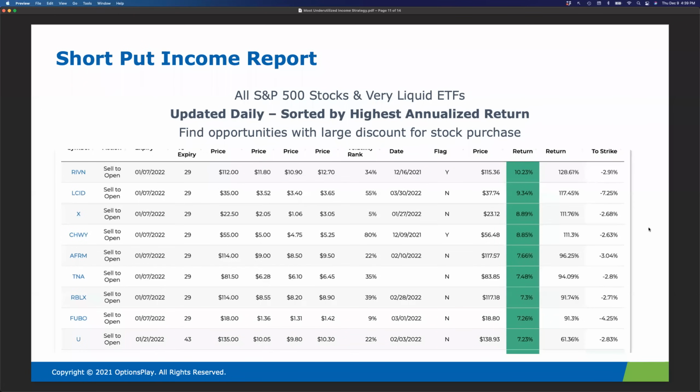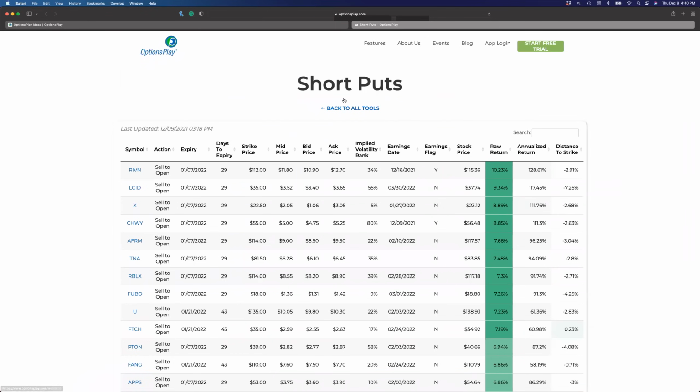And this report will show you all of the S&P 500 and very liquid ETFs, and it's updated every single hour for you for the best short-term opportunities to sell put options. And it's sorted for you based on the highest annualized and raw returns. And this is designed to help you find opportunities on stocks with the largest discount for a stock purchase. So I'm going to show you this report here and how to access this and walk you through this particular report. So let's pull this up here.